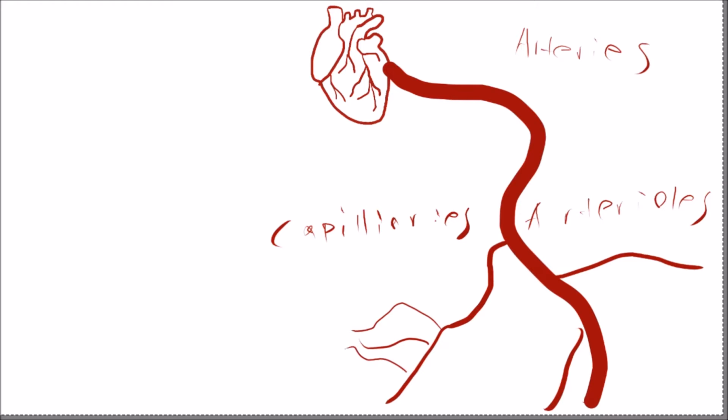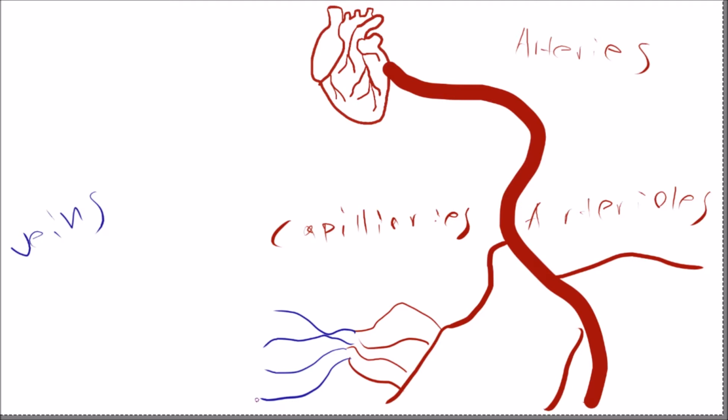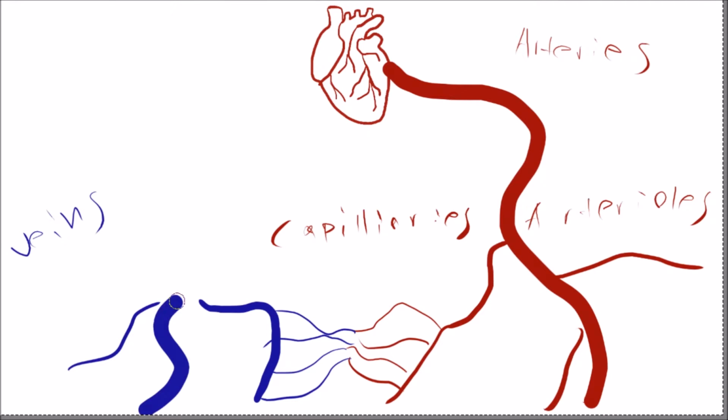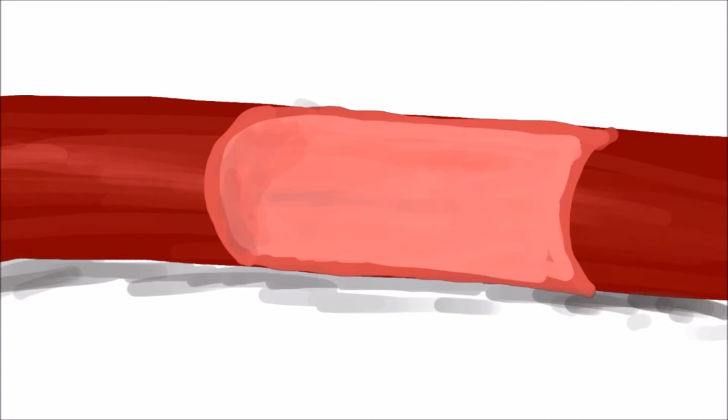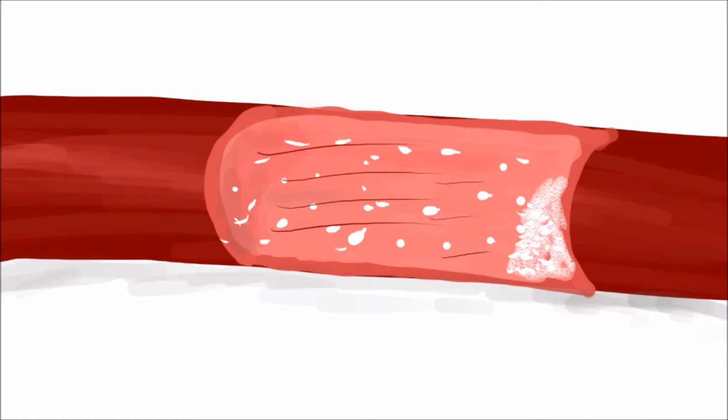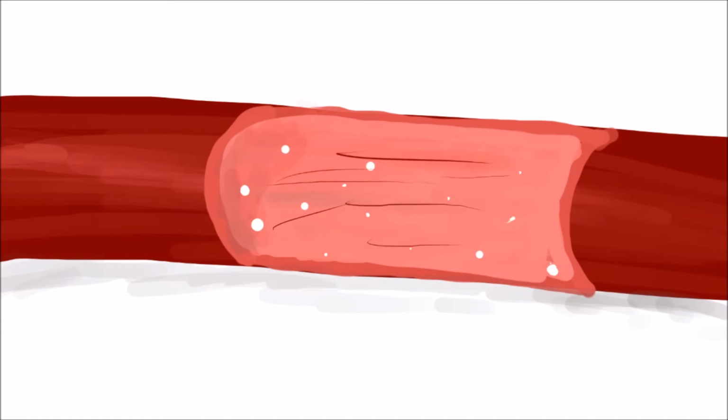After the blood passes through the capillaries, it flows into veins that travel back to the heart. Veins vary in size and regularly have valves that prevent backflow. Occasionally, blood vessels can become blocked. This happens when plaque builds up in the blood vessels. This can either narrow the blood vessel, restricting and slowing down blood flow, or it can completely stop it.